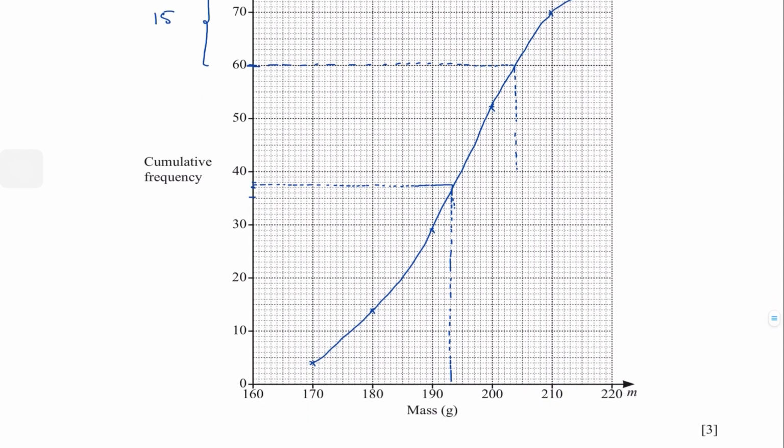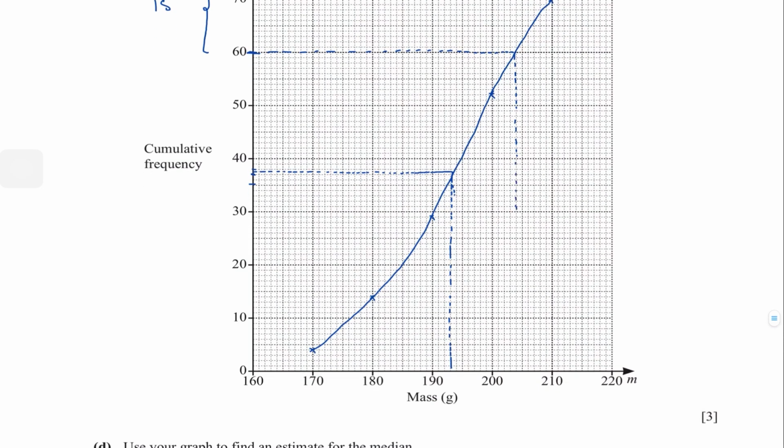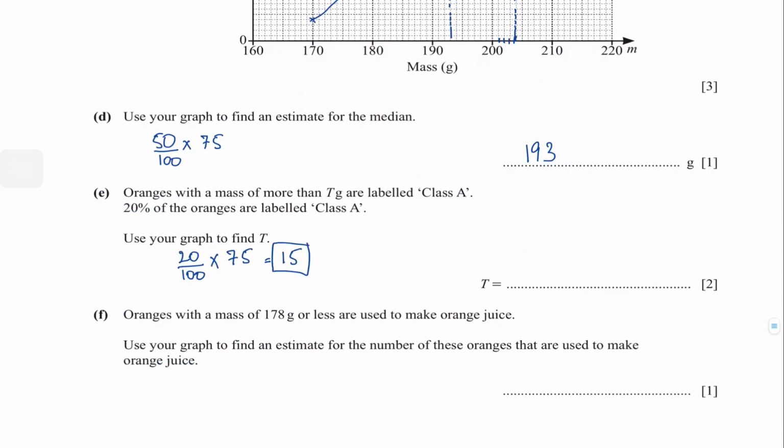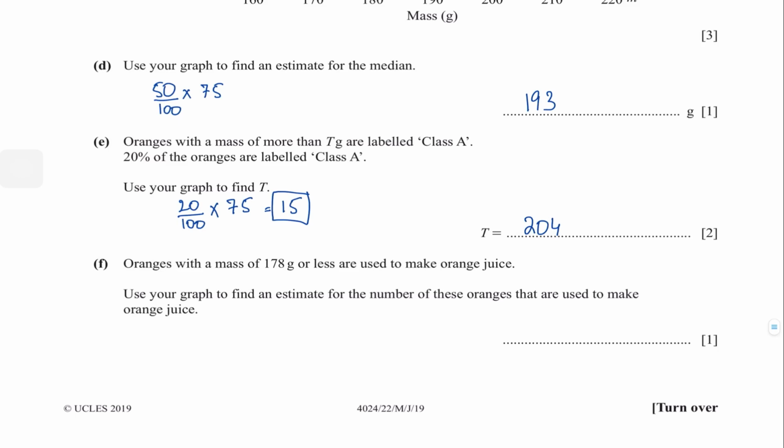So here we are. Let's come down and see what the value is. So this value is equal to, let's see, this is going to be 201, 2, 3, 4. So this is equal to 204 grams. So that's what the value of t is equal to.